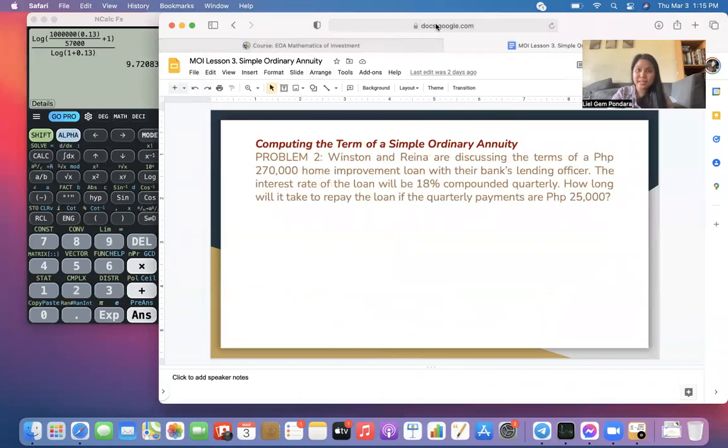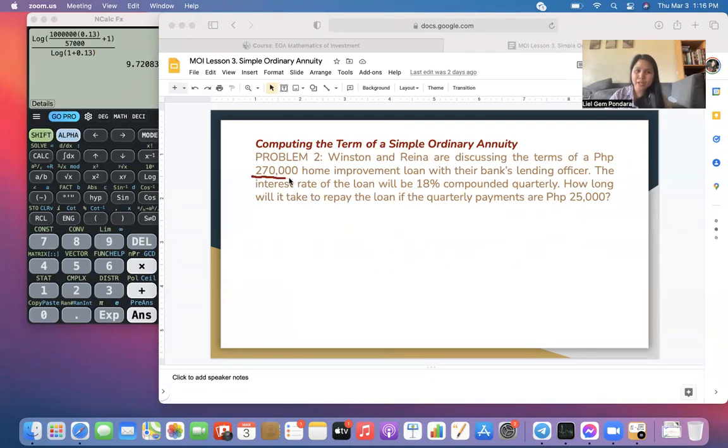Winston and Reina are discussing the terms of a 270,000 home improvement loan with their bank's lending officer. The interest rate of the loan will be 18% compounded quarterly. How long will it take to repay the loan if the quarterly payments are 25,000?